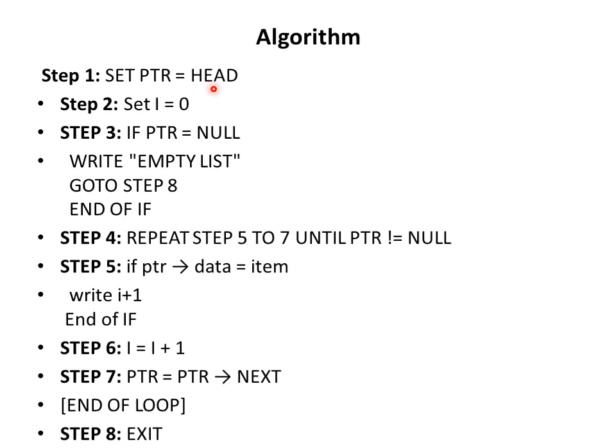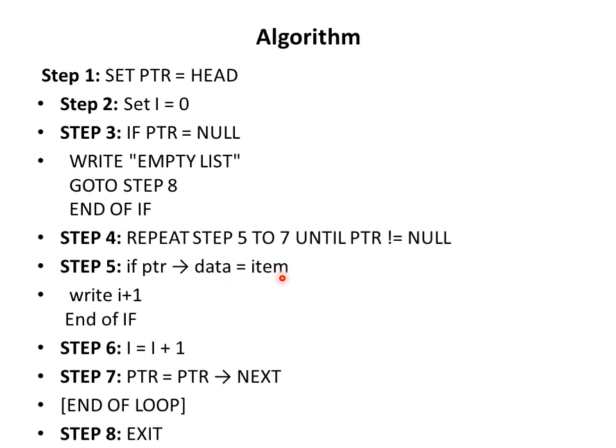First step, ptr equals head. Ptr is nothing but a pointer variable. I am setting I equals 0. Then if pointer equals null, write empty list, go to step 8 and end the if condition. Next, repeat steps 5 to 7 until pointer is not equal to null.